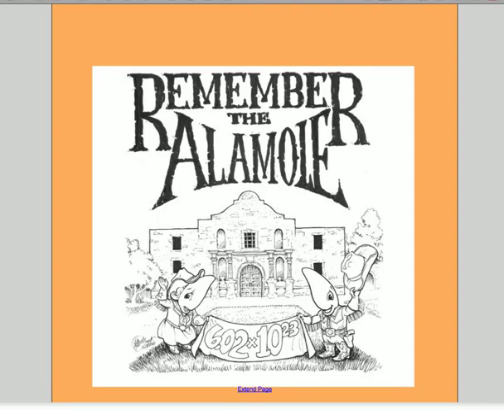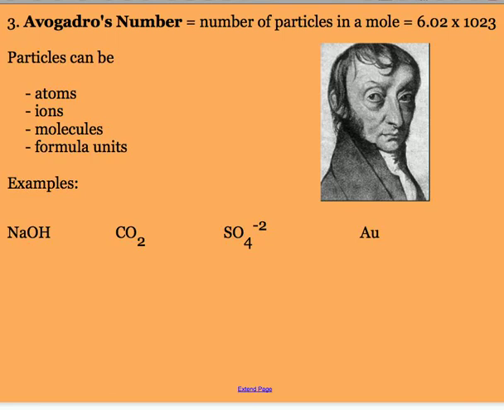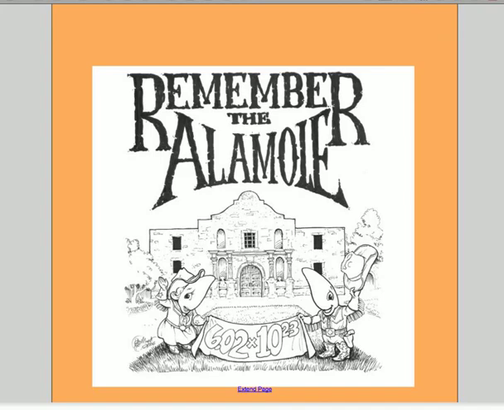And then every year there is International Mole Day. It's always October 23rd. But this is one of their themes. So this was, remember the Alamo. I don't know if I have any more. Oh, no, I don't. So we'll come back. We'll look at Avogadro a little bit, and then we'll do some problems, and we'll be done for the day. But you have to know this Avogadro's number.